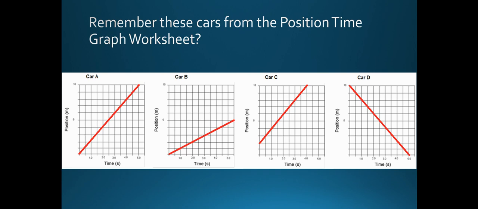If you go back to the position time graphs worksheet, we had 4 different cars. We had car A, car B, car C, and car D. And in each one of those, we created a position time graph to represent that motion. And each one of those gave us a constant motion. So we had a constant velocity that was represented by the slope.